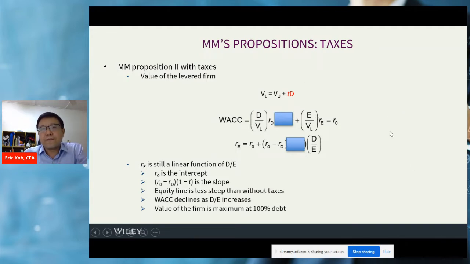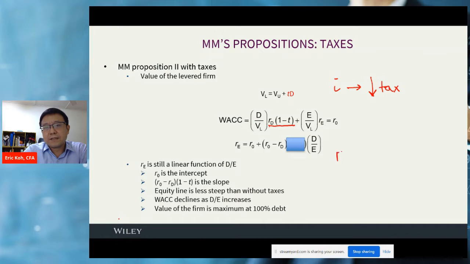Now, with tax in the picture, this is all we need to do. Very simple, just multiply by 1 minus t. What do we mean by multiply by 1 minus t? Remember just now we said that when we borrow, we pay interest. And effectively, interest will reduce our tax, right?